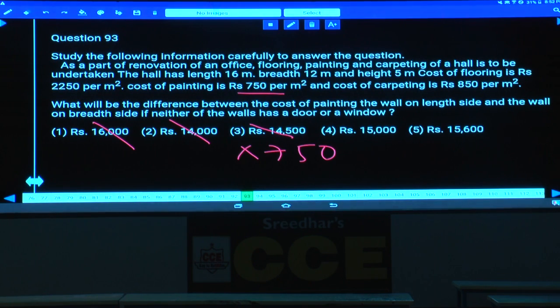Now painting cost difference for 2 walls, one along the length side, another along the breadth side. Length side, I want to calculate the wall area. That is length into height. Length is 16 into 5, 80. Breadth side, 12 into height 5, 12 into 5, 60. 80, 60 difference, 20 into 750, 15,000, final answer. If there is only one 3 multiple, hope so you can close there itself. You need not calculate the area.